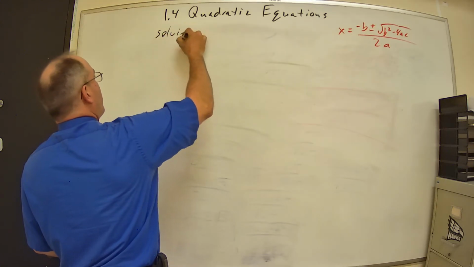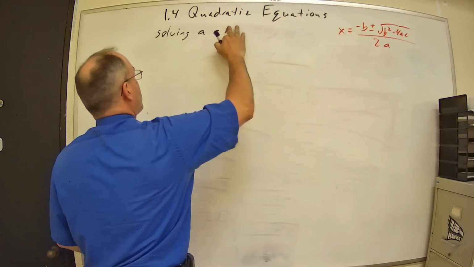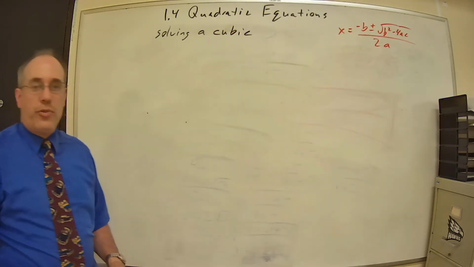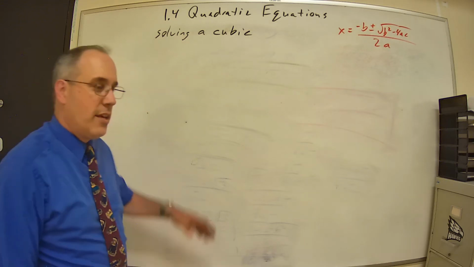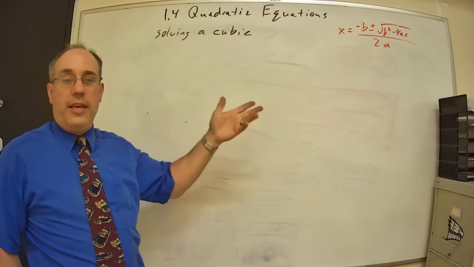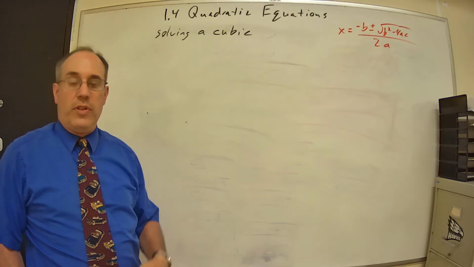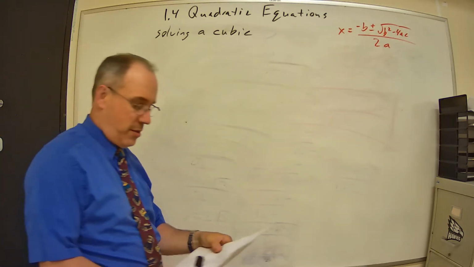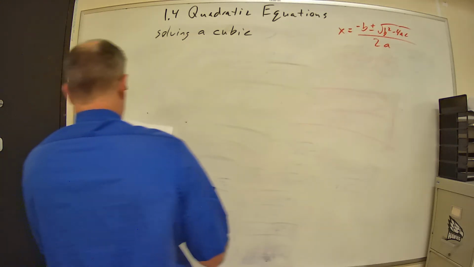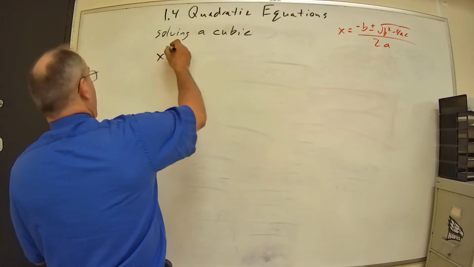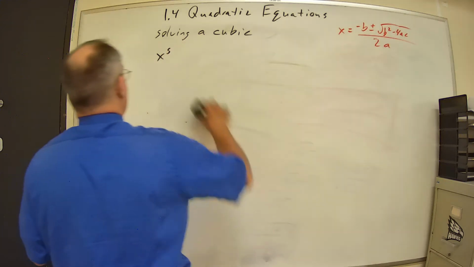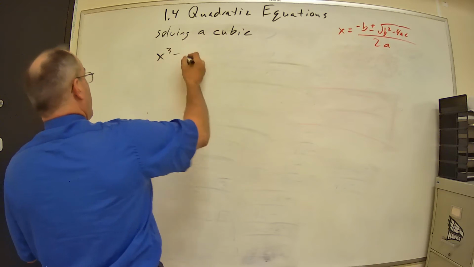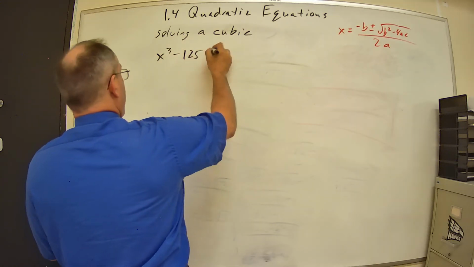Now, solving a cubic. Well, we're dealing with quadratics, and now I'm saying solving a cubic. A cubic is a third degree polynomial. So let's say we have x cubed minus 125 is equal to 0.